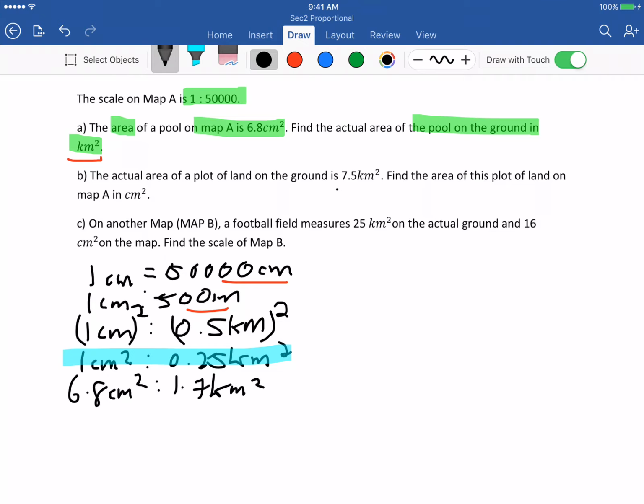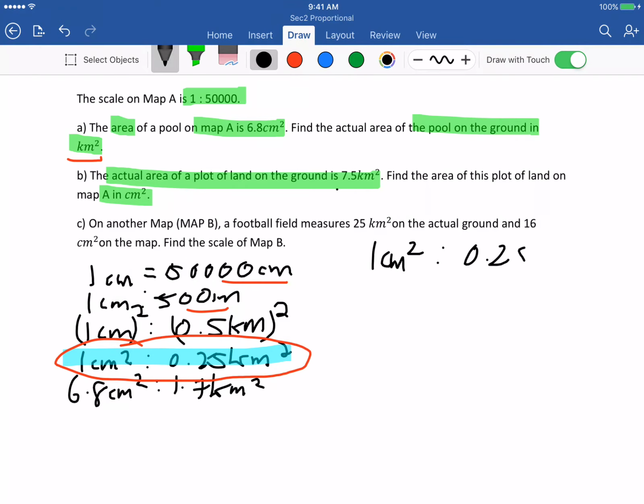Okay, let's try question B. The actual area of a plot of land of the ground is 7.5 kilometers square. Find the area in terms of cm square. We just make use of this. This is actually a scale in terms of area. So we need to redo everything out again. So write down again. 1 cm square is to 0.25 kilometer square.